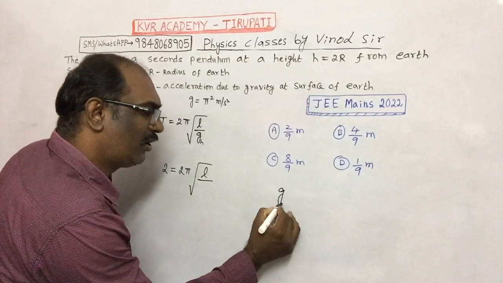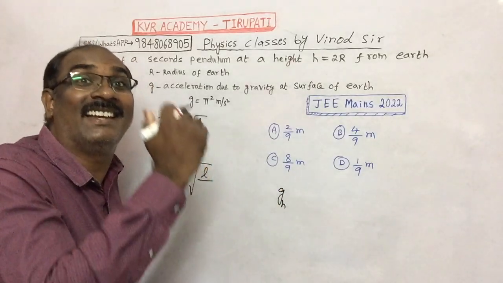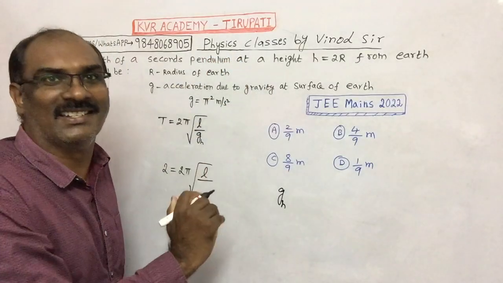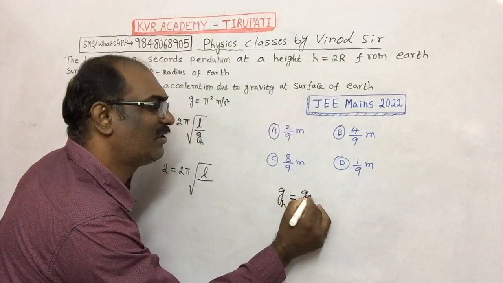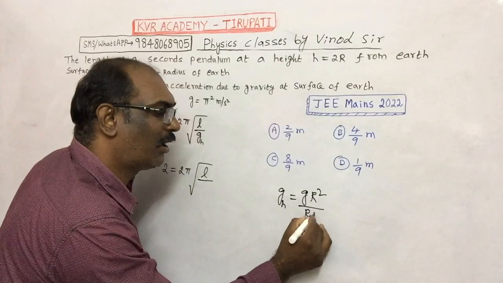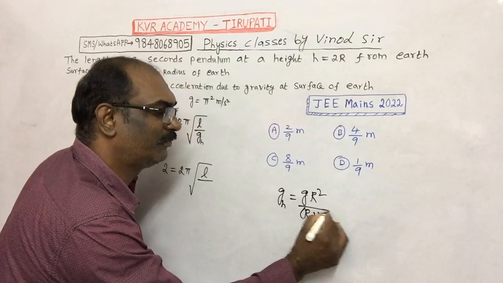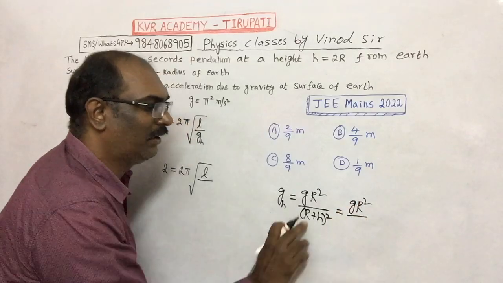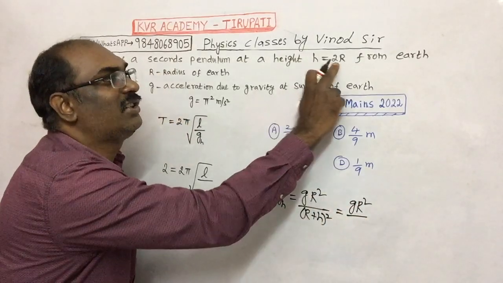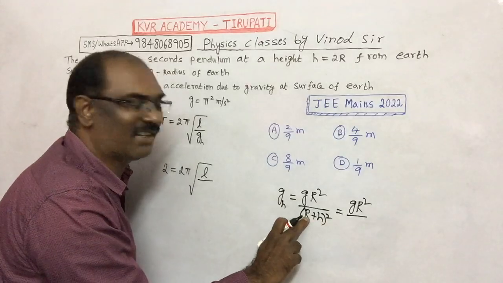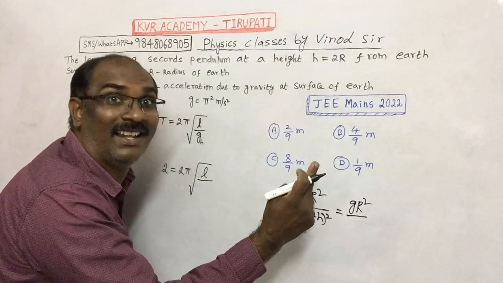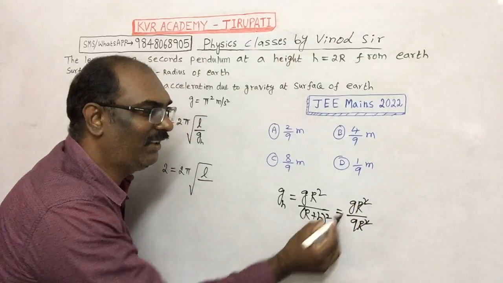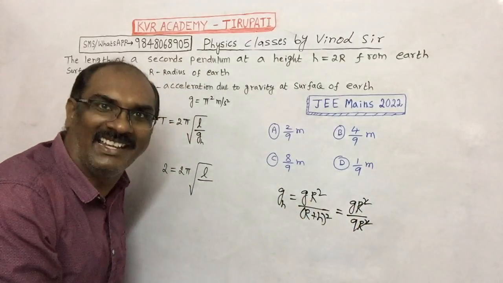So, acceleration due to gravity at a certain height from the surface of the earth, we know a formula for it. g_h is equal to gR square by (R plus h) whole square. So this is gR square by R plus h. h is 2R, so 2R plus R is 3R. 3R square is 9R square. R square cancels. So it becomes g by 9.